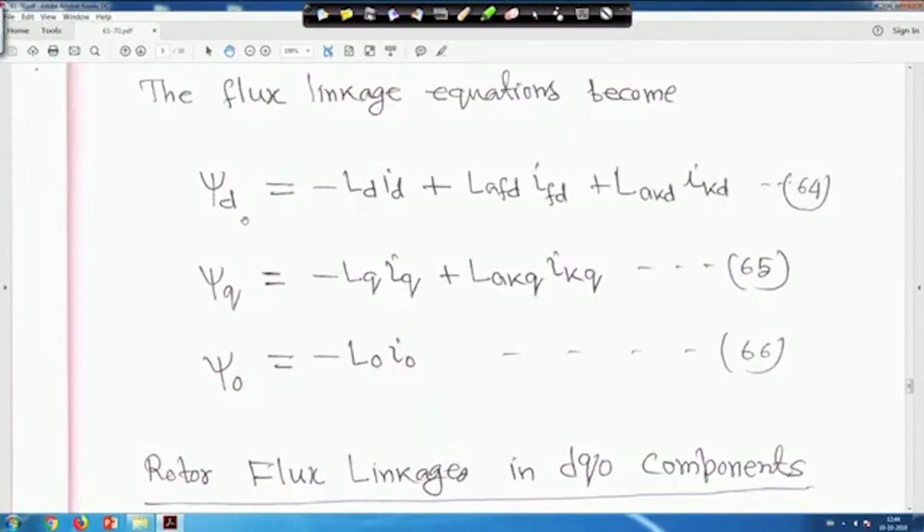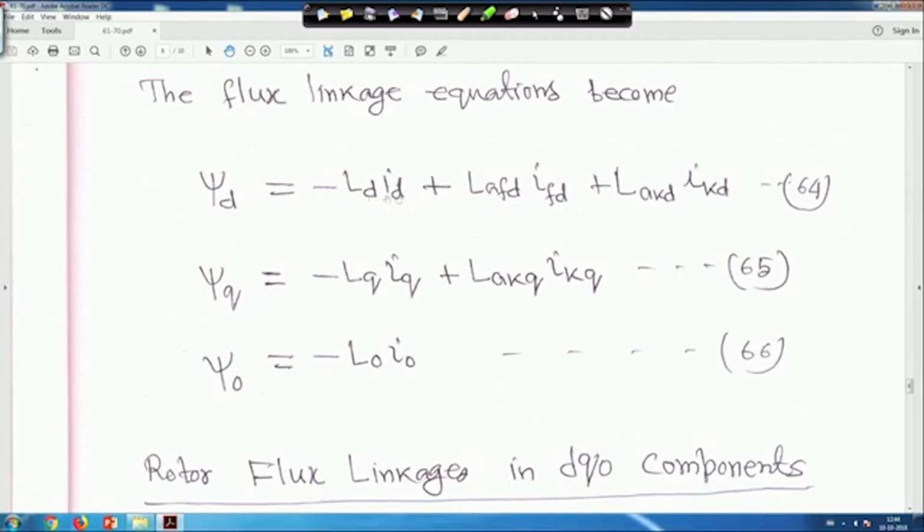Okay, so we are back again. So whenever starting your next lecture, just starting from the beginning of the previous one, so that things will be easier for all of us. So the flux linkage equation, then psi d, psi q, and psi 0. This already we have seen in the previous lecture, but we have to move further.